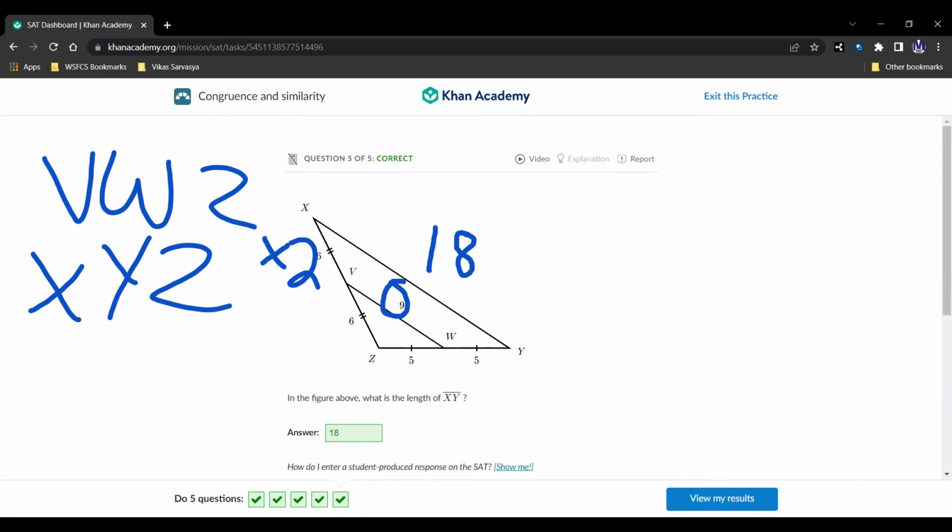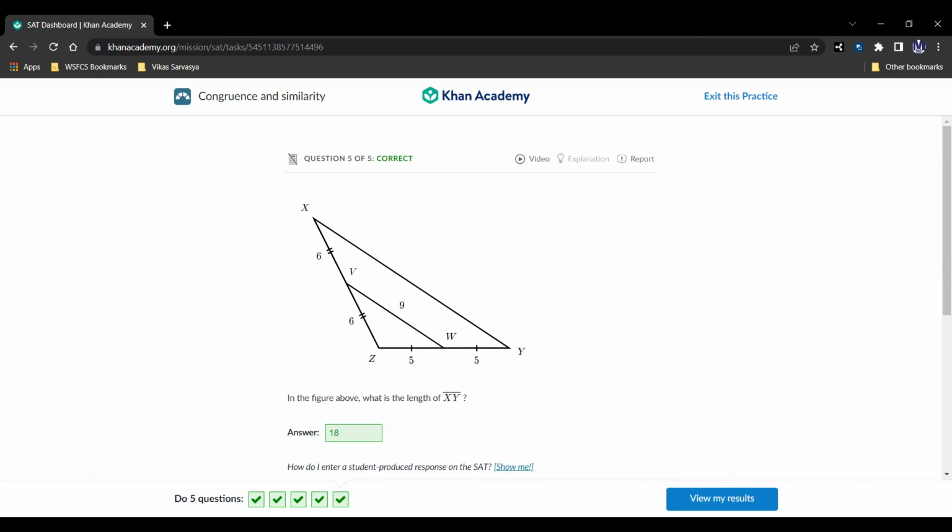All right, that is it for this topic of similarity. Essentially, all we need to remember is the fundamental theorem that if all three angles are the same, the triangles are similar. If we have the same angles, then we have the same ratio of the lengths of sides, and we use that similarity, take those ratios, and find the answer.